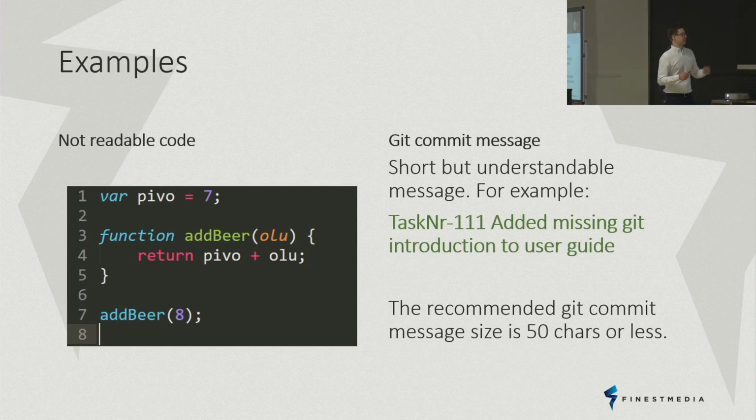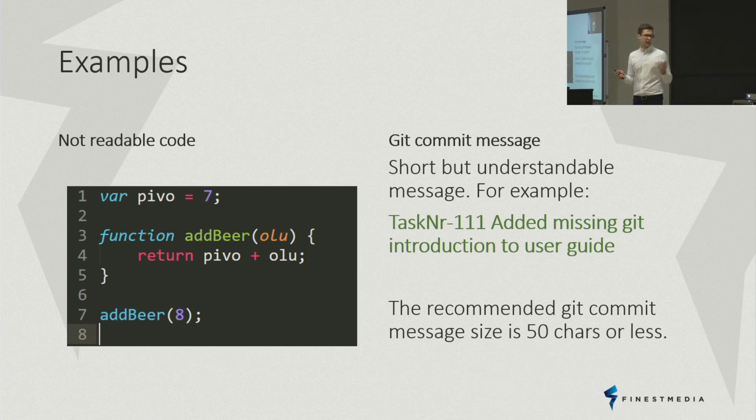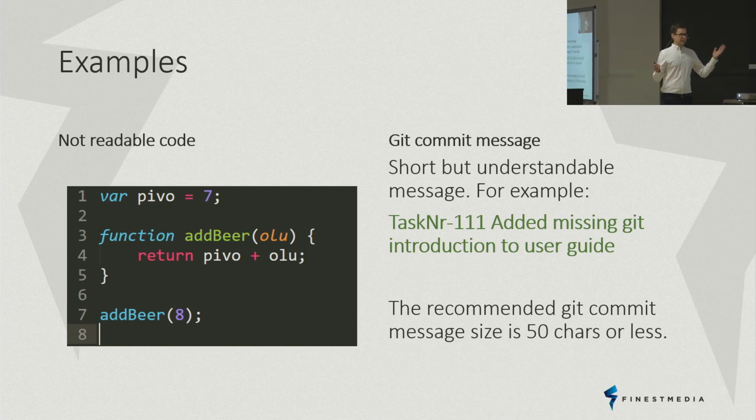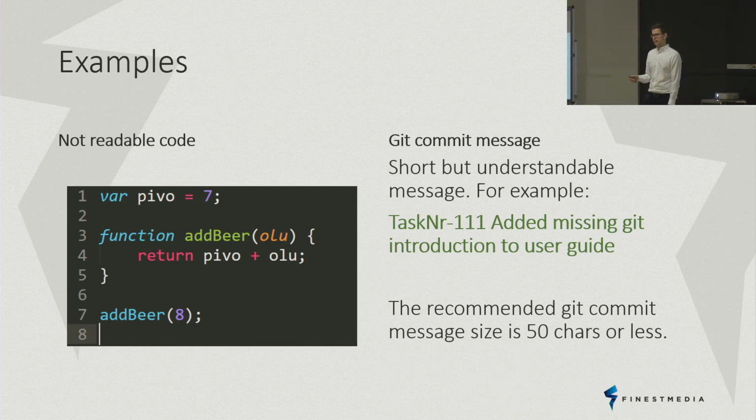This example is adding the missing Git introduction to the user guide. There is a readme file and I added the missing Git introduction. So that says what change I made there. I changed the readme file. And another point is that the recommended Git commit message size is 50 characters or less.